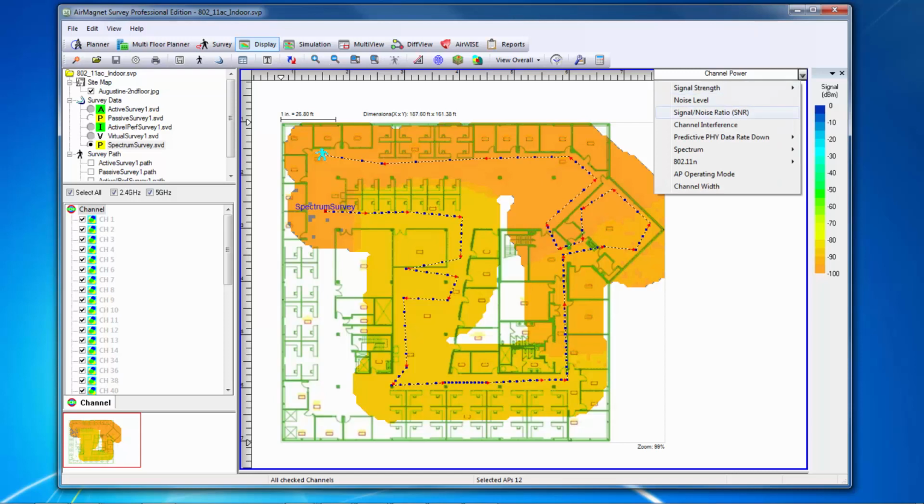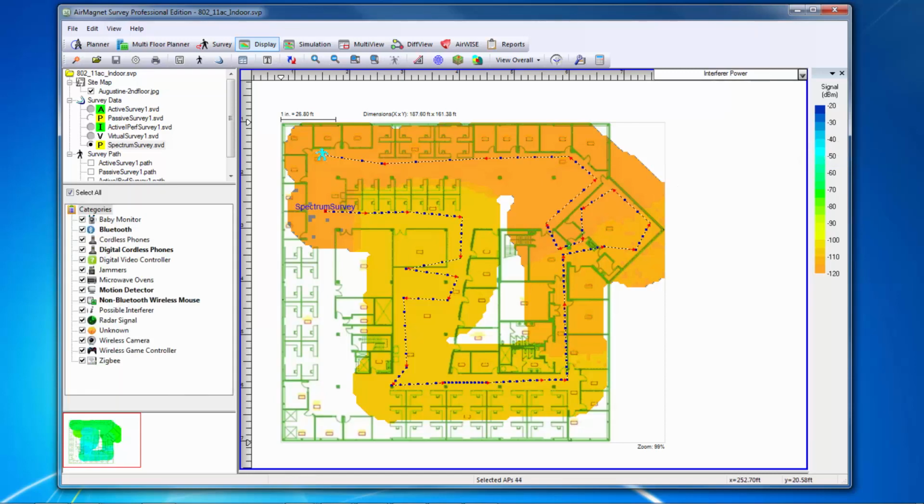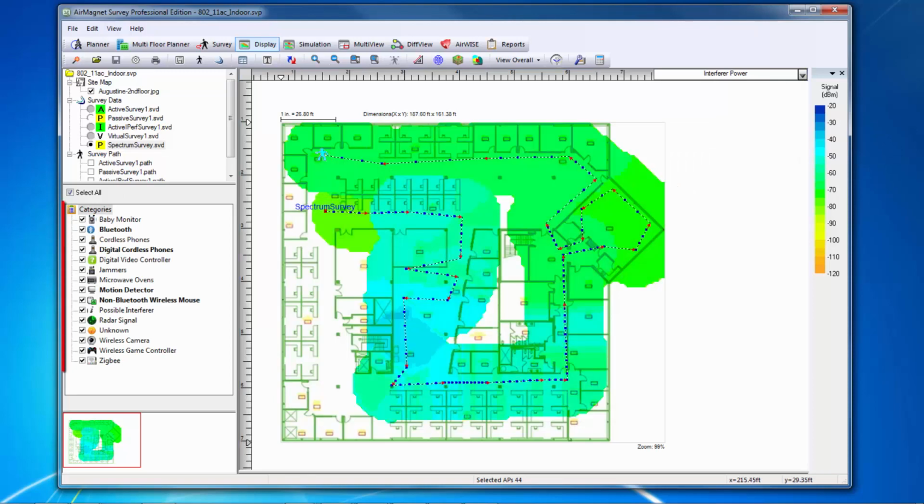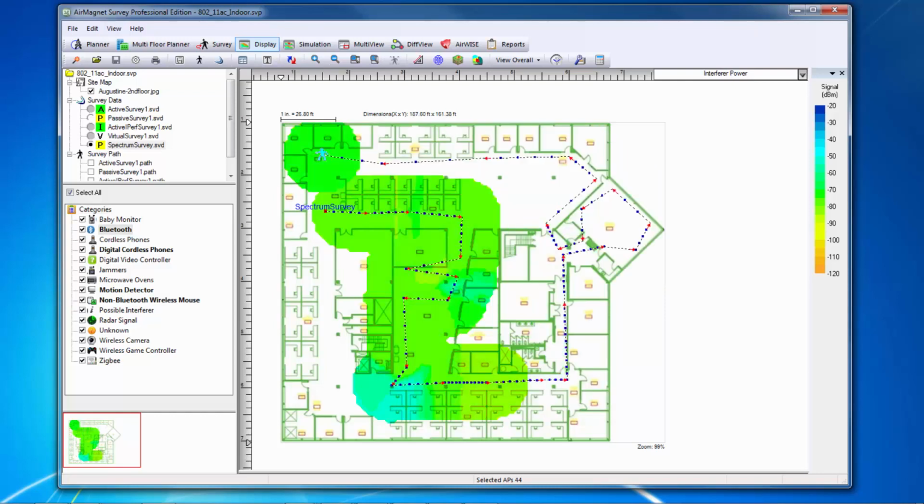The interferer power heat map shows specific interferers that the Spectrum XT device heard. On the left-hand side, I can see a list of potential interfering devices. Categories that are in bold were heard by the Spectrum XT card during my site survey. I can select one of these devices to see a heat map specific to that interferer.